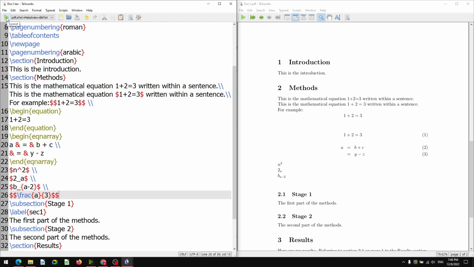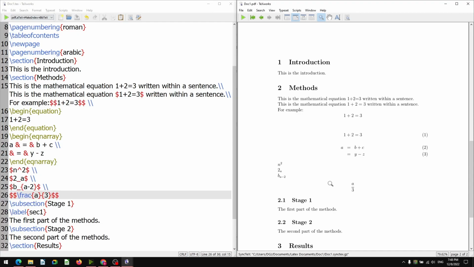Click save, click typeset. It will generate a by 3 and it is displayed as a separate equation, or it is displayed as an equation without number. Let us have one more example.